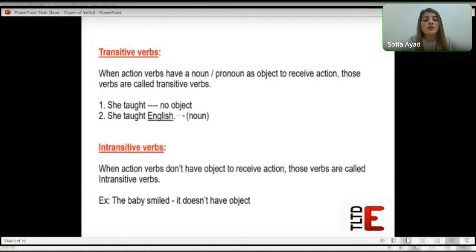Intransitive verb. Intransitive verb, when action verbs don't have object to receive action, those verbs are called intransitive verbs.